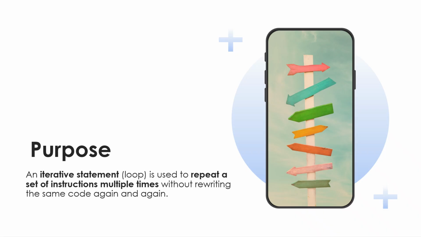Today we are going to learn about the different types of iterative statements, and specifically about for loops. Before beginning, let me explain what I mean by the term iterative statement. An iterative statement is one that repeats itself over and over again, so you can regard it as a loop. It is used to repeat a set of instructions multiple times without rewriting the same code again and again.